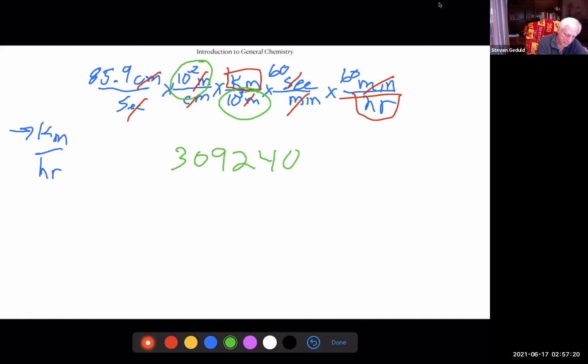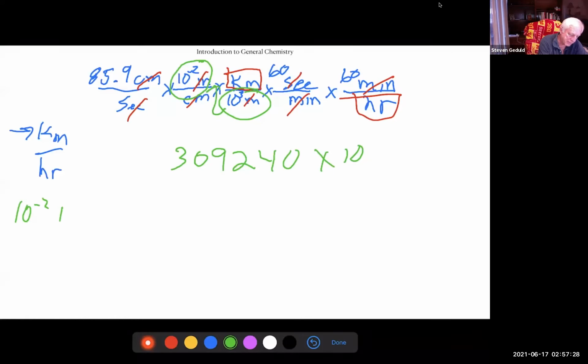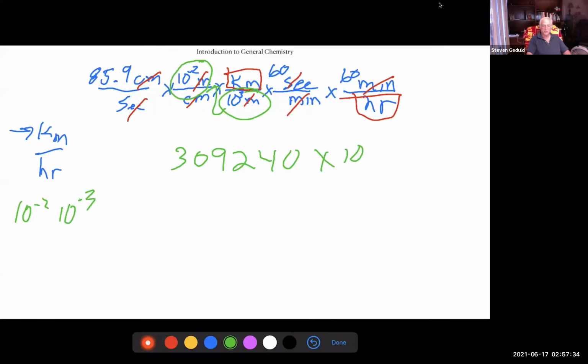Okay, and then times 10 to the what? We have 10 to the negative 2 on top. We bring this up, it becomes 10 to the negative 3, right? When we multiply exponents, we add. Minus 3 and minus 2 is minus 5. So 10 to the minus 5.